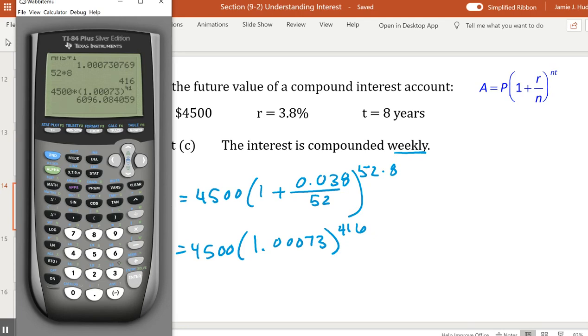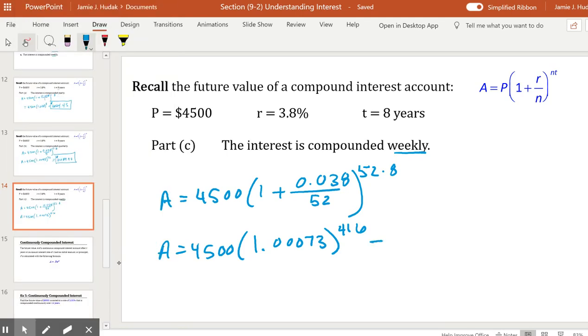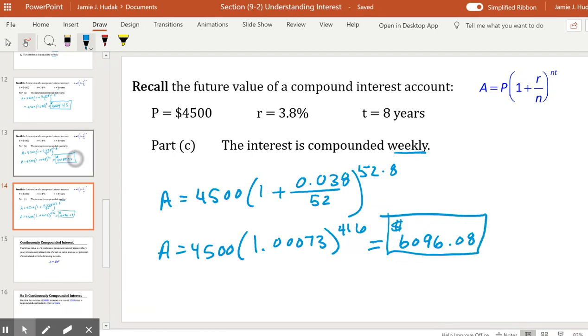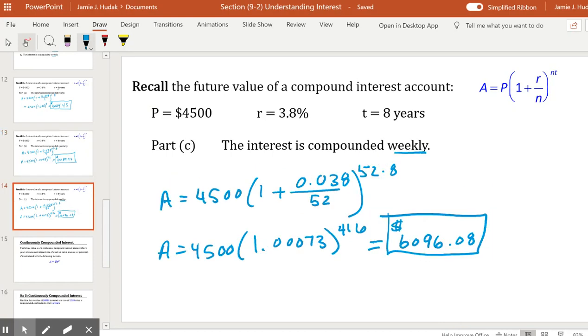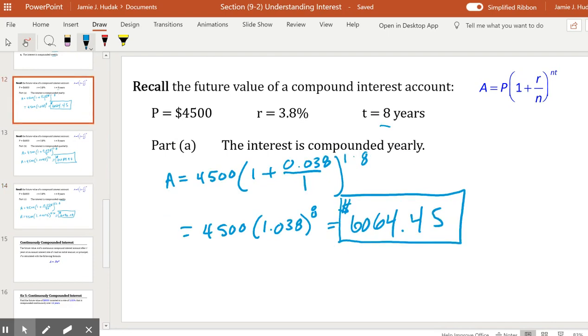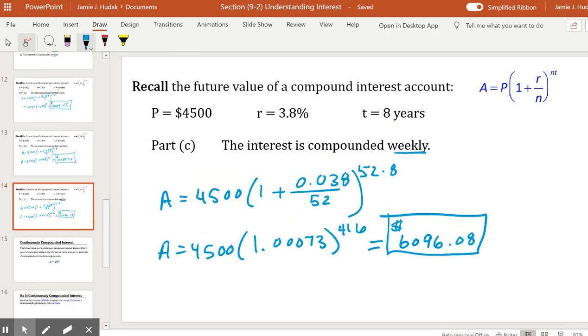And we get $6,096.08. And if we compare that to the last one, we see we made an extra almost $7 over 8 years. If we compare this to the first one, we made an extra $32 over 8 years.